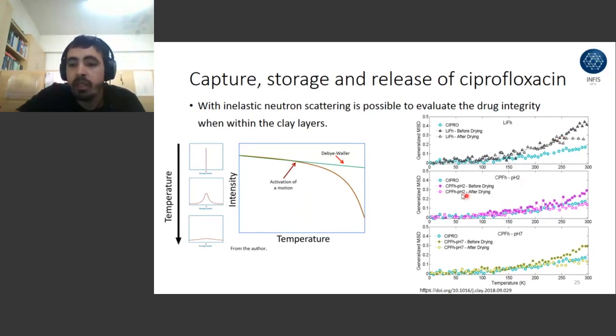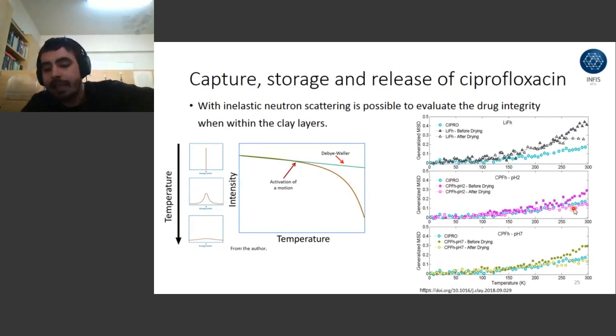In the case of the drug intercalated within the clay minerals, we see that the curves of the intercalated drug and the pure drug are basically the same. This means that we are not changing the molecular structure of the drug, to summarize the results of this technique. So the integrity of the drug is kept when the drug is within the clay layers.